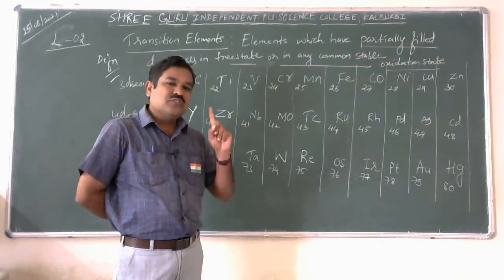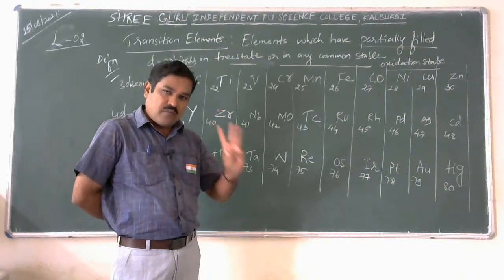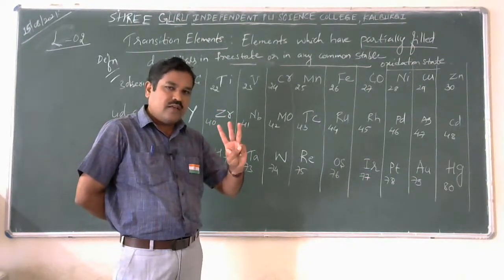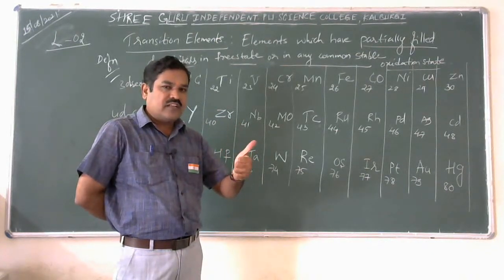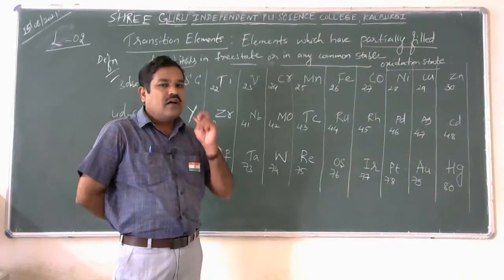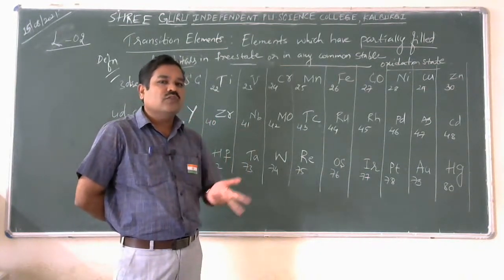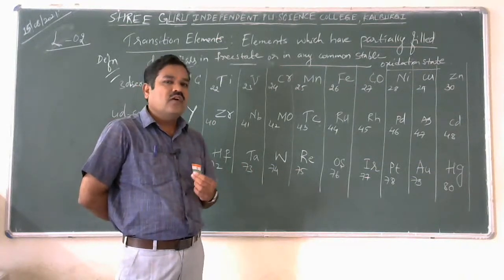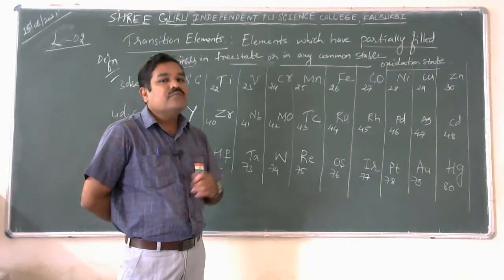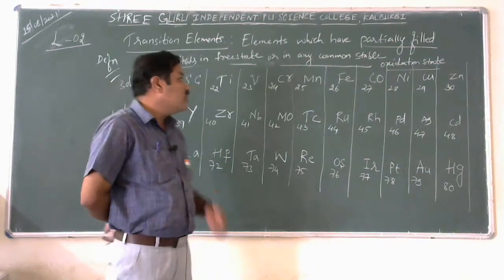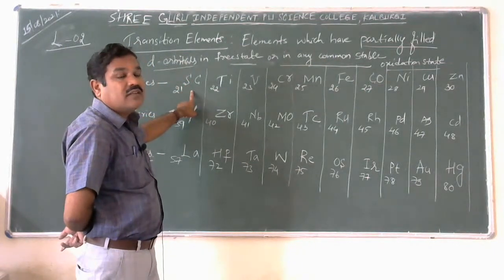Common character, they show variable oxidation state, color, magnetic properties, very, very important. Okay. Then complex formation, catalytic property, right? And lastly, interstitial formation of the compound. Interstitial compound they also form. And they also form alloys, mixture of two metals. These are the very important properties of what? These all D block elements or transition elements.